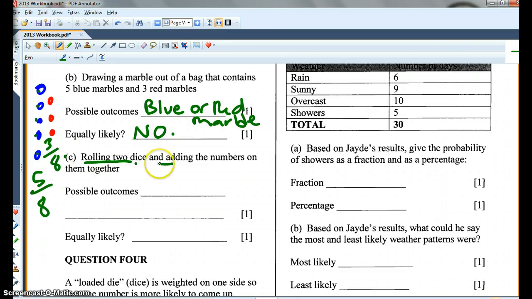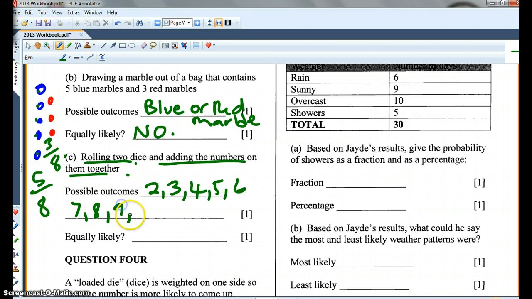Rolling 2 dice and adding the numbers together. This is our dice race, our snail race or our bingo thing or what have you. What are the possible outcomes? 2, 3, 4, 5, 6, 7, 8, 9, 10, 11, 12. Am I right? Yes. Okay. Equally likely?